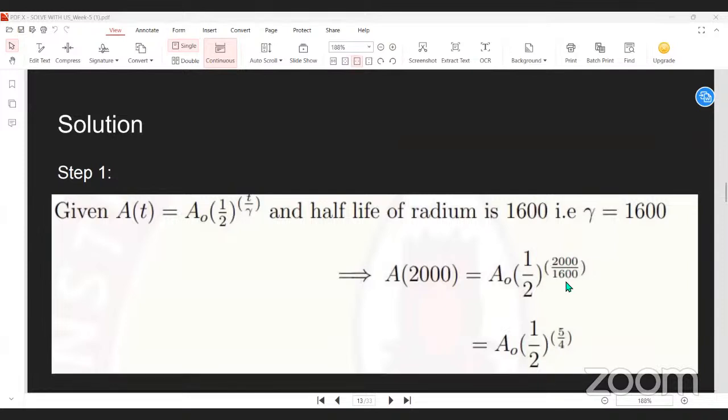So 2000 by 1600, 400 by 400 get cancelled. So A naught half to the power 5 by 4, right? Till this point, everyone got it? Yes, sir.